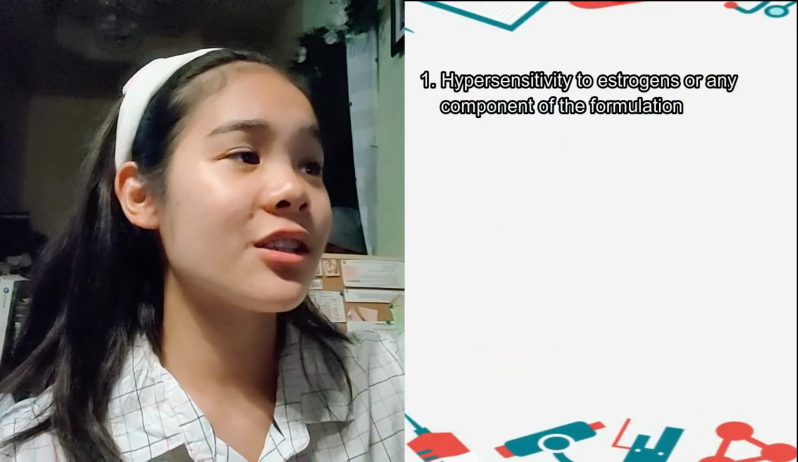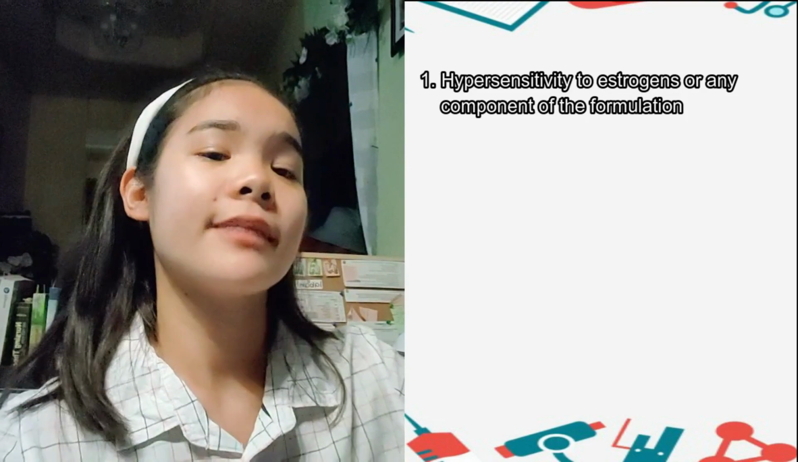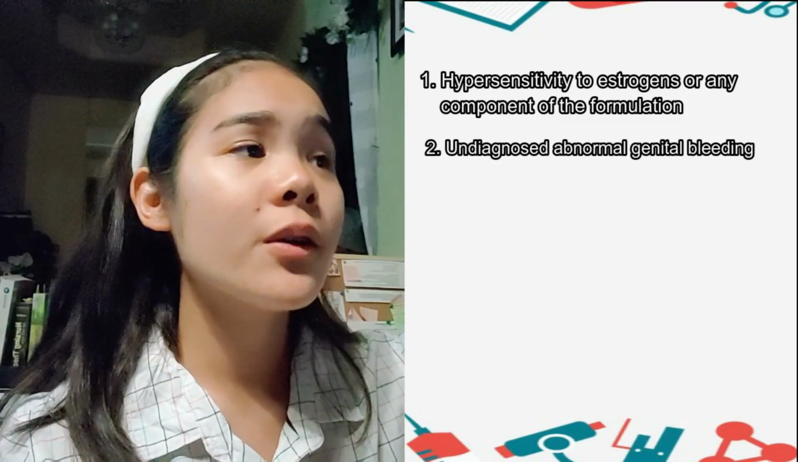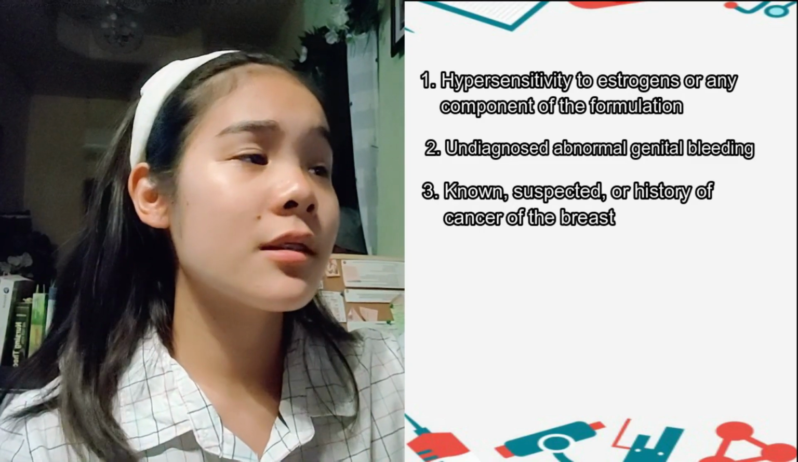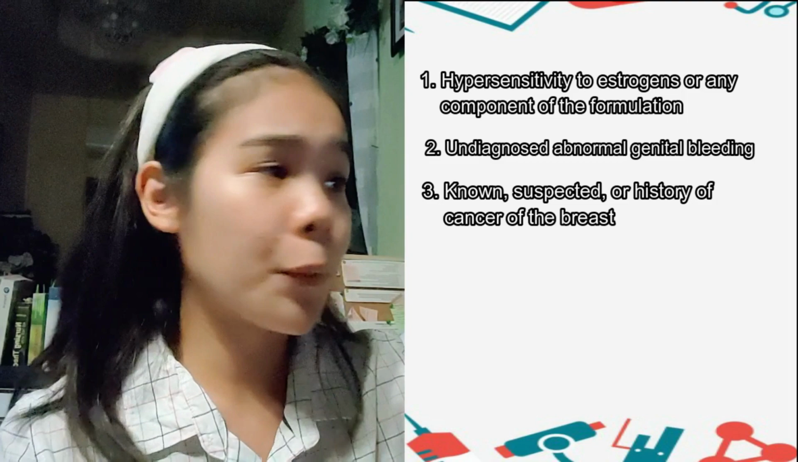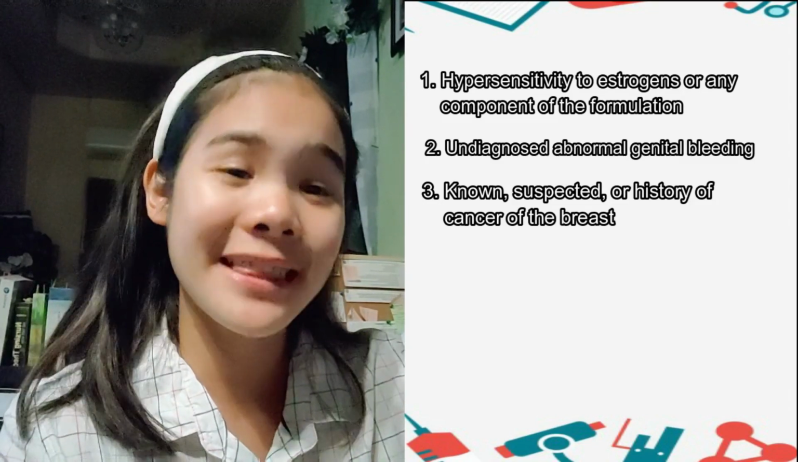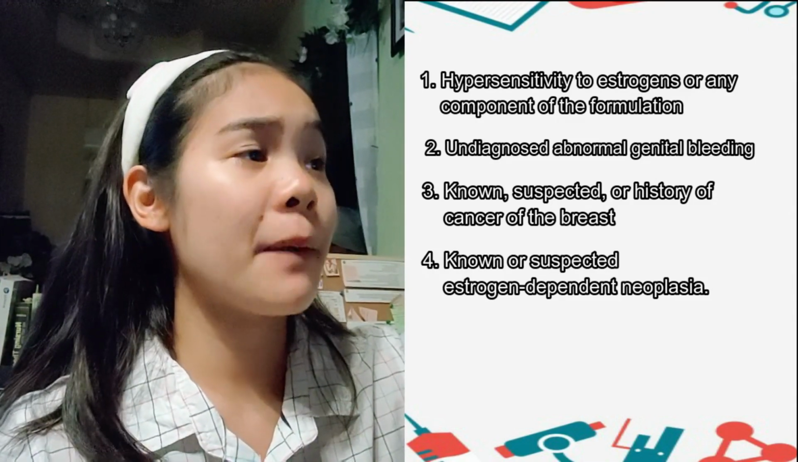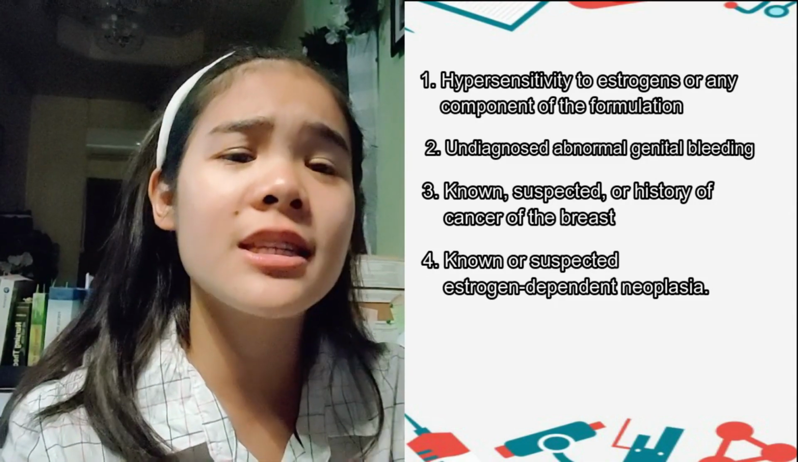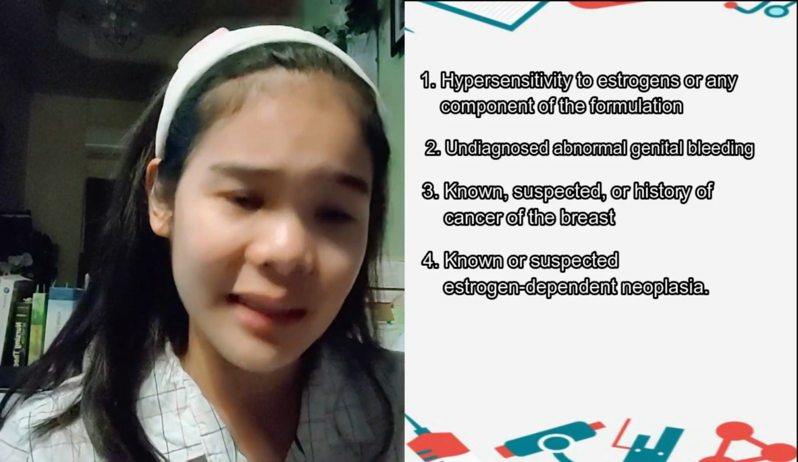Next, for the contraindications. I should not be used in women with any of the following conditions. We have 8. Number 1, hypersensitivity to estrogens or any component of the formulation. Number 2, undiagnosed abnormal genital bleeding. Number 3, known, suspected, or history of cancer of the breast, except in appropriately selected patients being treated for metastatic disease. Number 4, known or suspected estrogen-dependent neoplasia. So when we say neoplasia, this is an uncontrolled growth of cells.